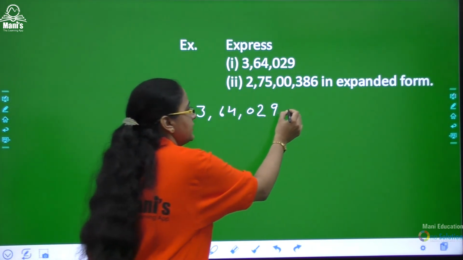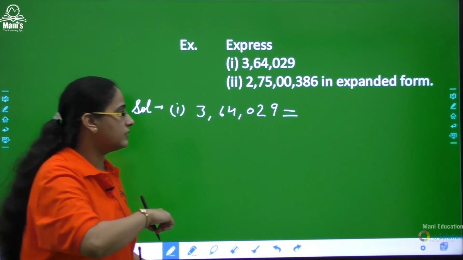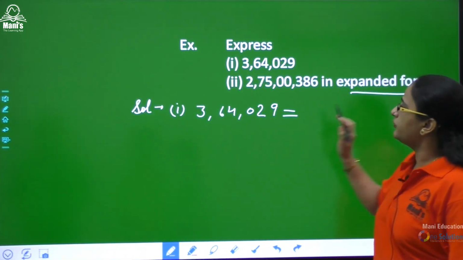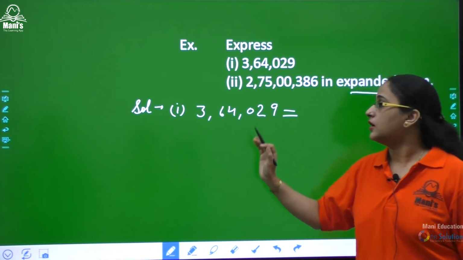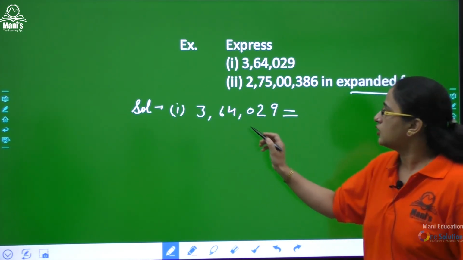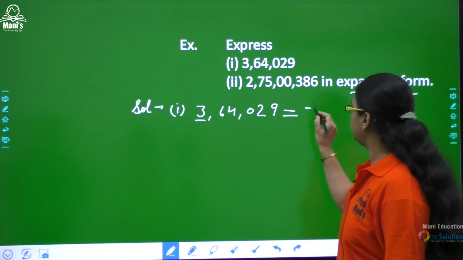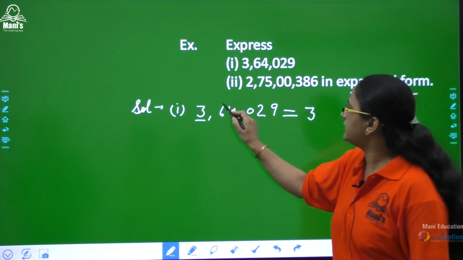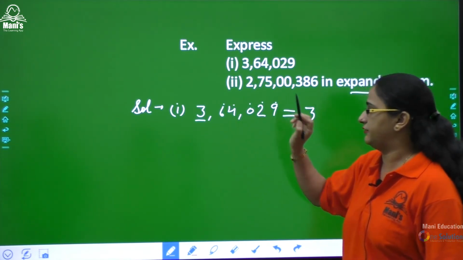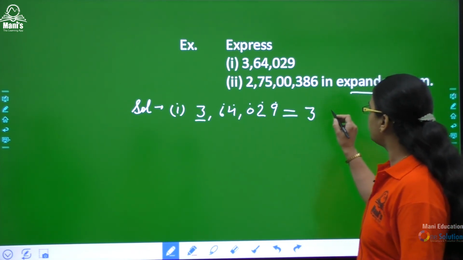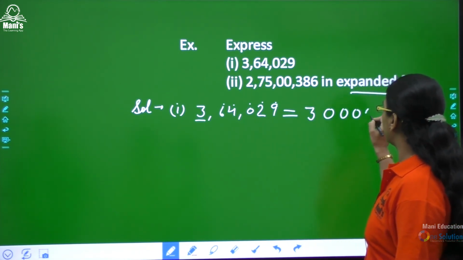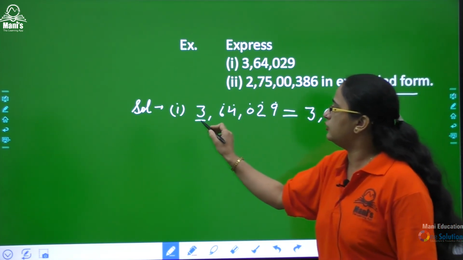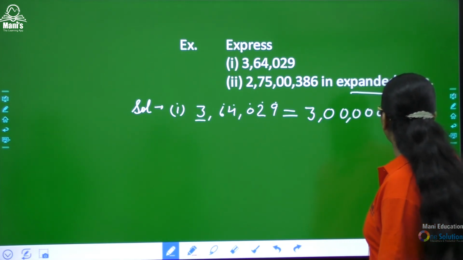As we discussed in the last discussion, the expanded form is the sum of the place values of the digits. If I am talking about this 3, write 3, this is the face value. After that you have to count the remaining digits. How many digits are there? 1, 2, 3, 4, 5. There are 5 digits, so we have to put 5 zeros. If suppose there are 6 digits, then we have to put 6 zeros. This is the place value of this 3. Then we have to write plus.